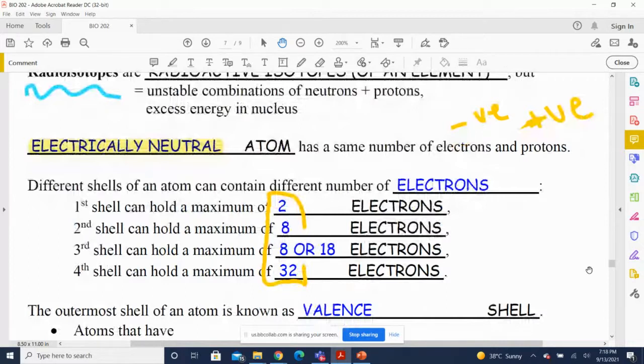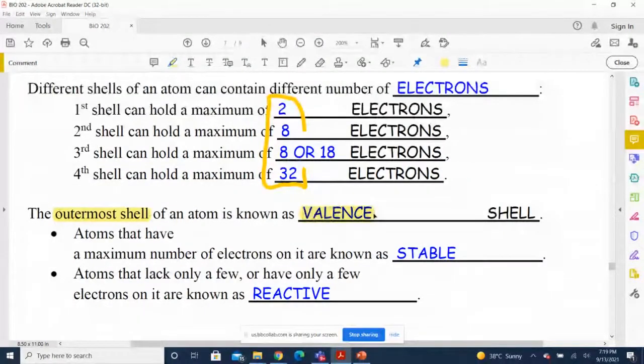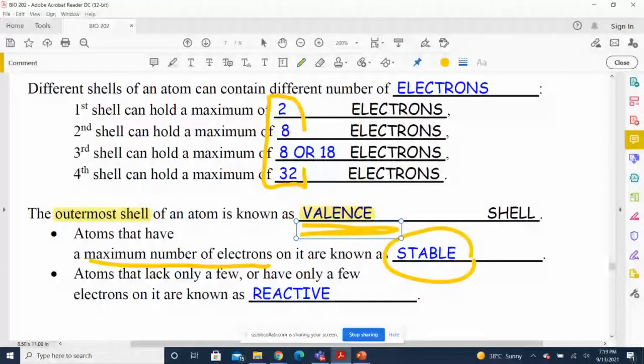The outermost shell of an atom is known as the valence shell. And this valence shell defines how an atom ends up behaving. If there is the full maximum number of electrons that can be fitted in there, this atom is going to be very stable. So it's not going to be looking to do a lot of chemical reactions. It just prefers to hang out on its own. It's got to the place where it wants to be, and it's happy being like that.